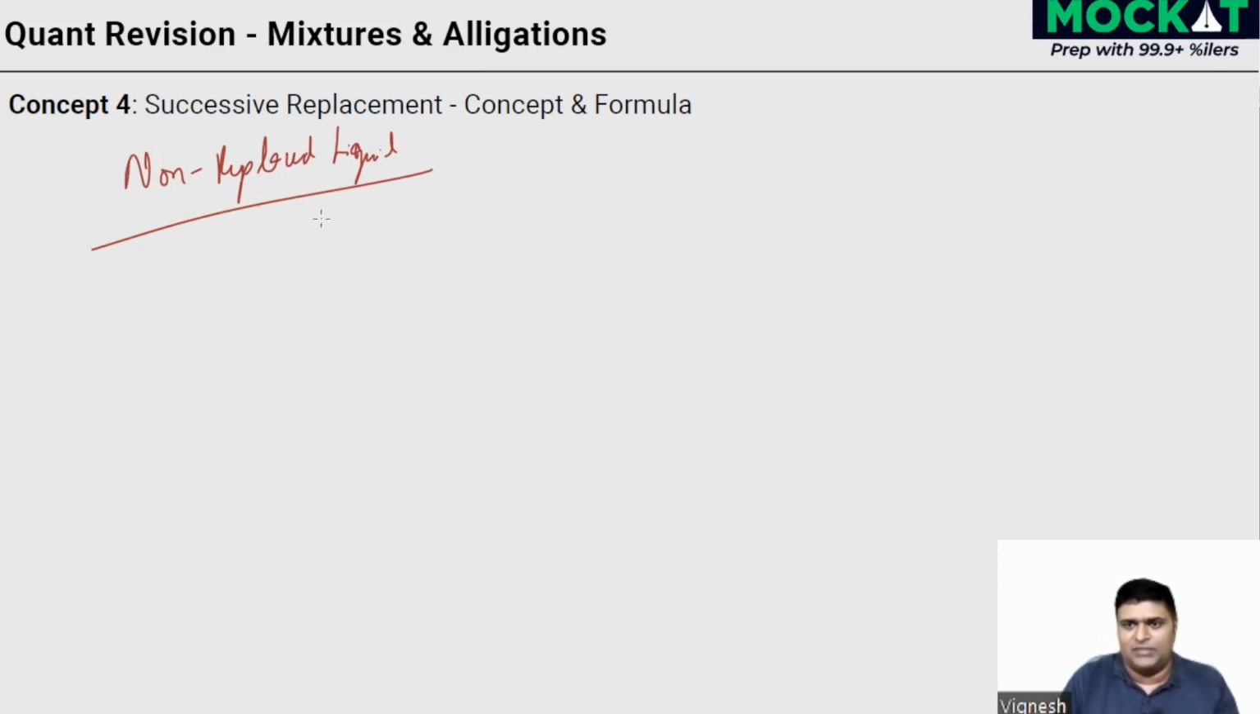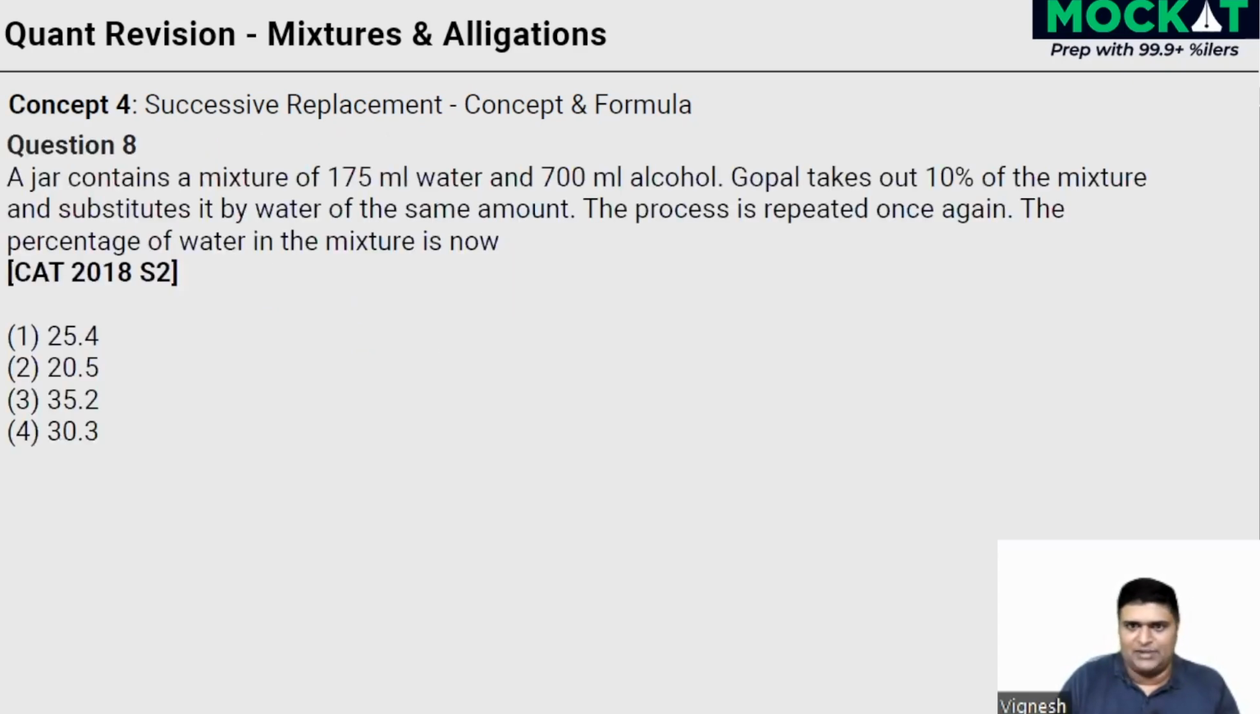The formula for that, around the non-replaced liquid, is: the final value equals the initial value into 1 minus the replacement portion, to the power of n, the number of times you're replacing. That many times it is getting reduced, right? This is the successive reduction of the non-replaced liquid. That's what this formula is about. Let's look at it with a couple of examples.